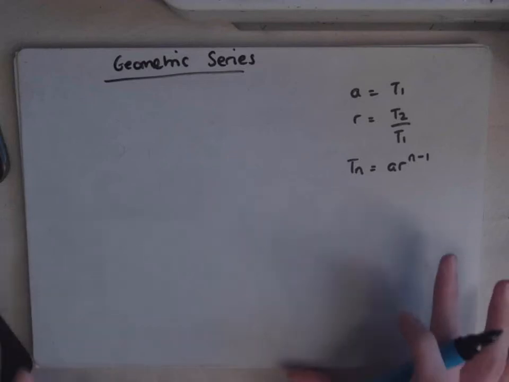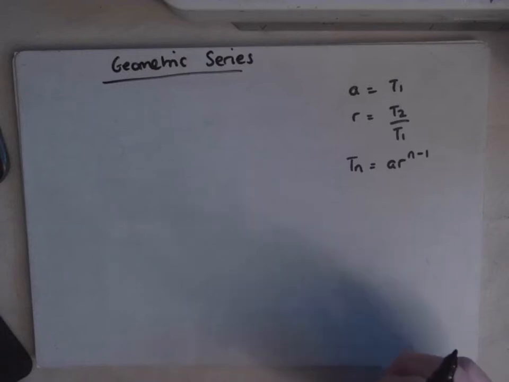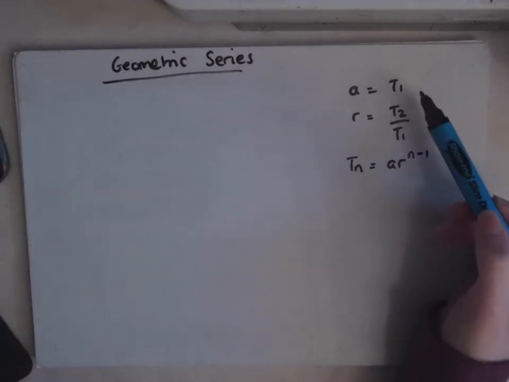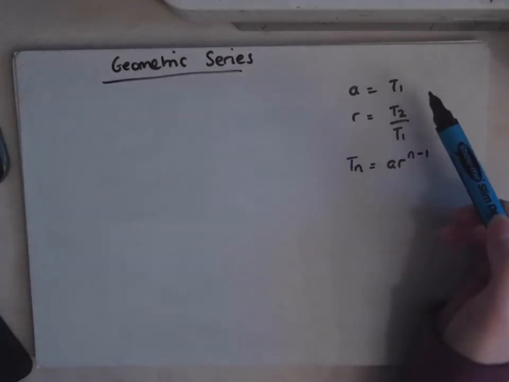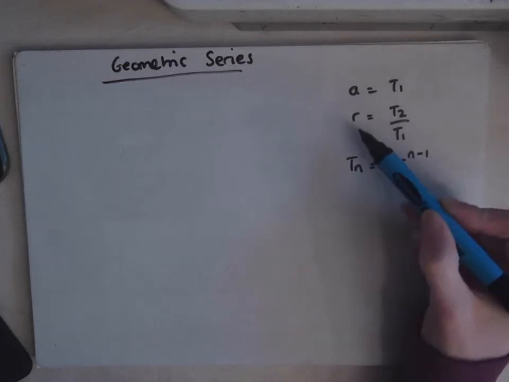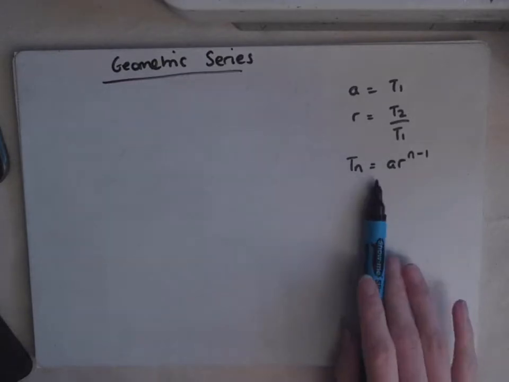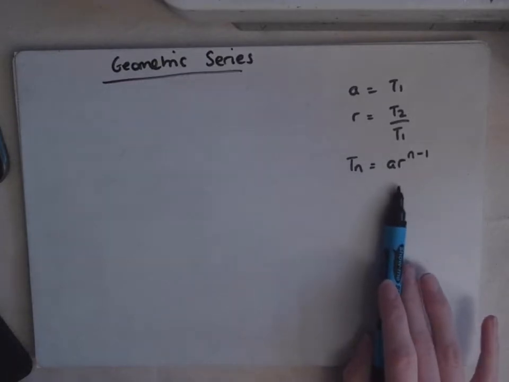Okay, so we're going to have a little look at geometric series today. You'll remember from a geometric sequence, your a is your first term, so that's T1, and your r is your common ratio. So what are you multiplying it by? To get your r, you just divide the second term by the first term. And this was your Tn for a geometric sequence: a r to the power of n minus 1.